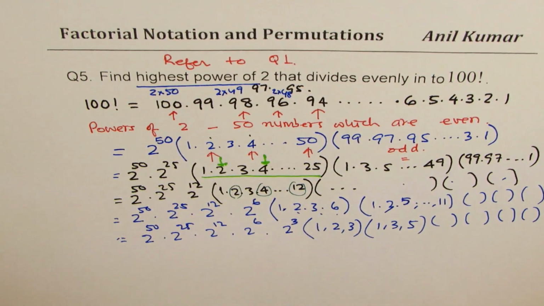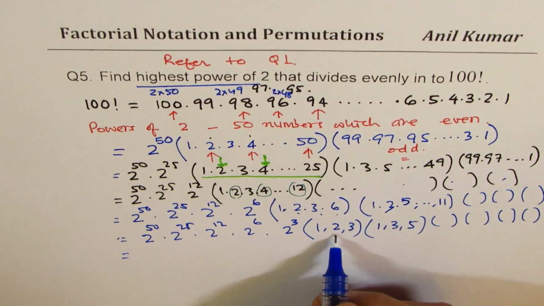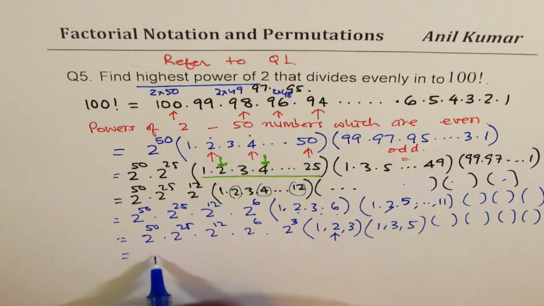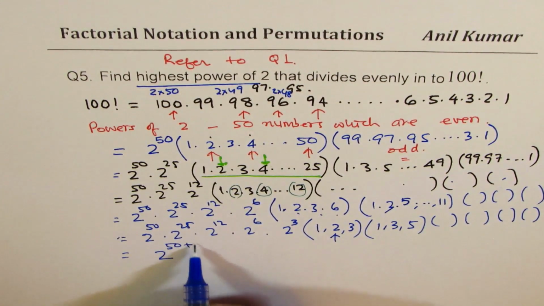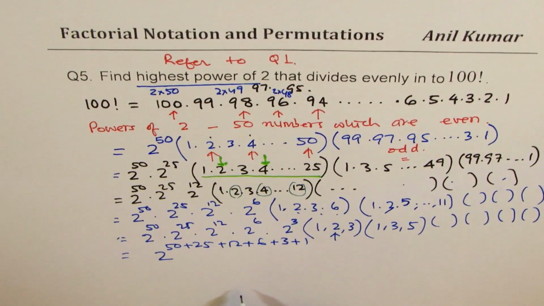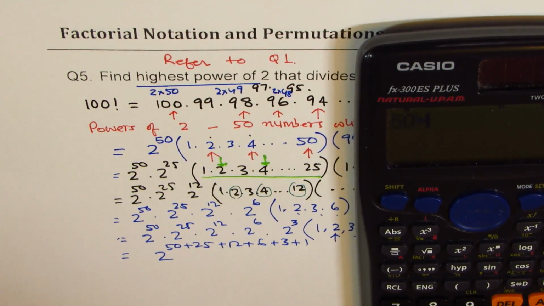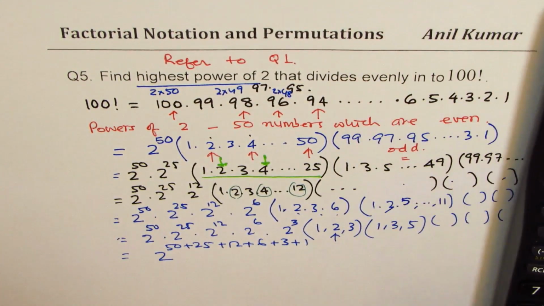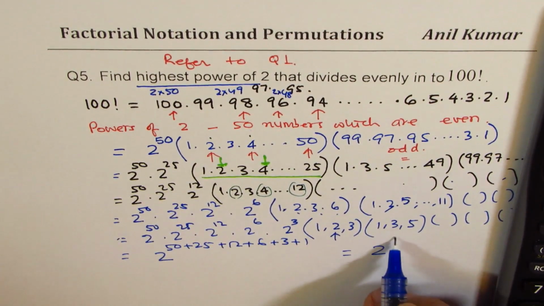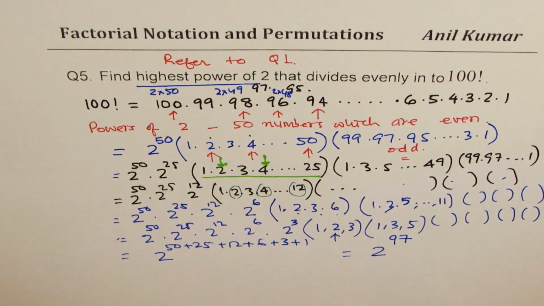Is it going good? Now we have only 1 power of 2 left. So that is the 1 more power of 2. So we have 2 to the power of 50 plus 25 plus 12 plus 6 plus 3 plus 1 as our answer. Let's do this. So we have 50 plus 25 plus 12 plus 6 plus 3 plus 1 equals 97. So we have this number as 2 to the power of 97 as our answer. Does it make sense to you?